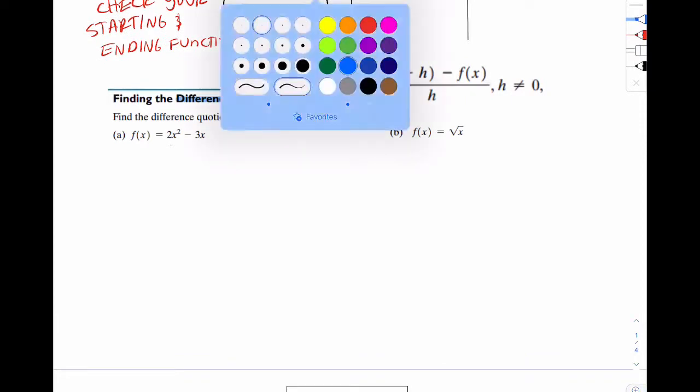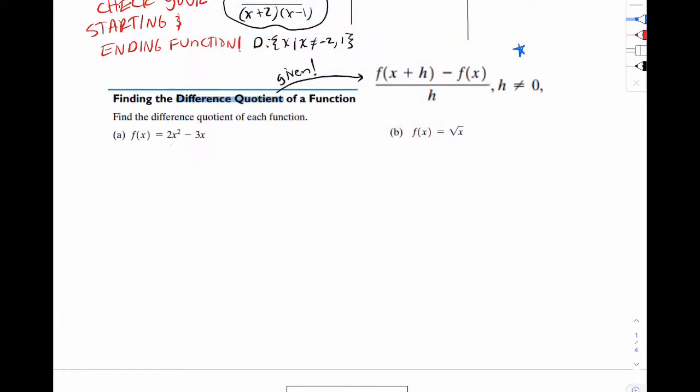And what you're going to do is understand the goal. The goal is going to be to eliminate two things. This f of x and this h. So as we're working through this, we're trying to get rid of those two pieces. So to do this, there are two steps. Step one, we got to find f of x plus h.